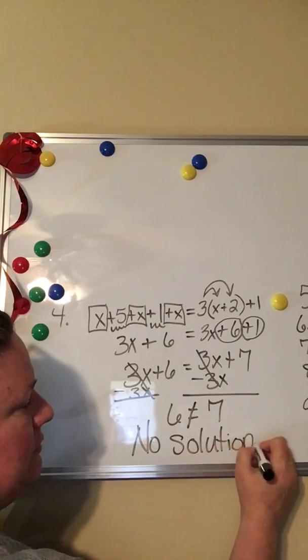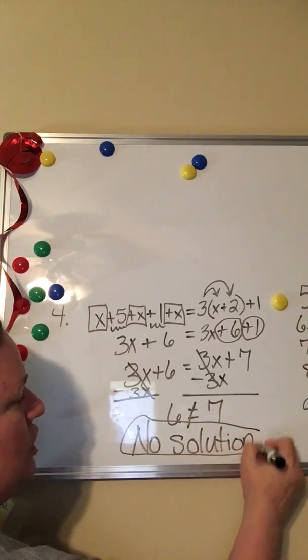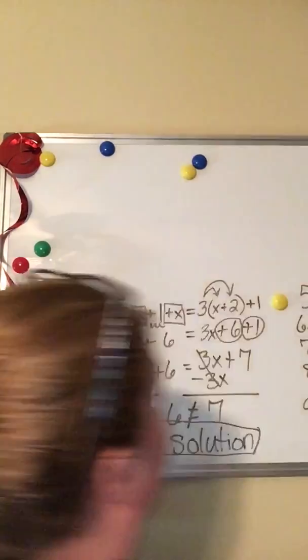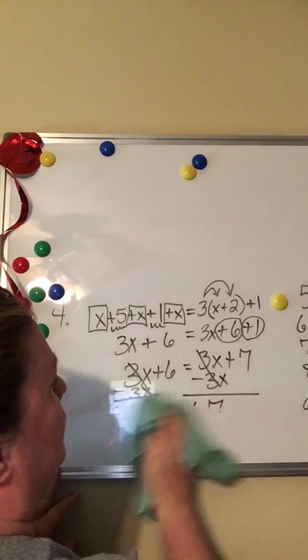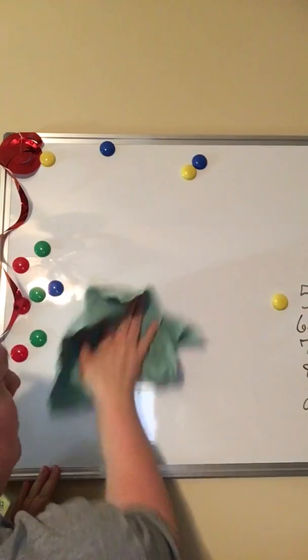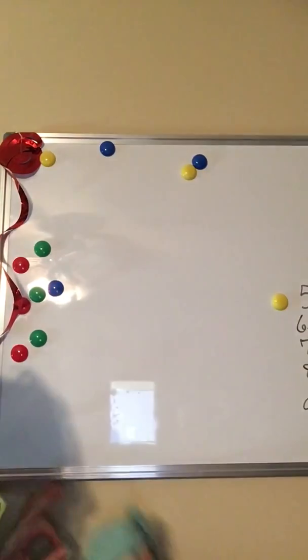Remember those words? Some of you said you couldn't remember those words. No solution. Some people said 6 equals 7. Really? Does 6 equal 7? All right, guys. So then for numbers 5 through 10, we needed to remember how to do exponents. Everybody's favorite.